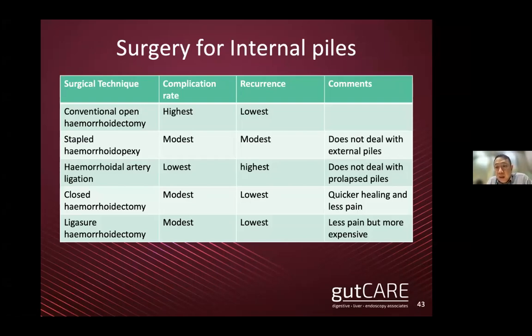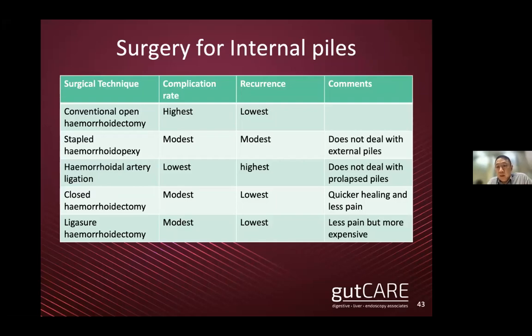Generally speaking, there's no ideal treatment, right? The conventional hemorrhoidectomy has the highest complication rate, most painful, and has the lowest recurrence. Whereas the hemorrhoidal artery ligation has the lowest complication rate, least painful, but highest recurrence rate. And then the stapler is modest, so it's modest complication rate and modest recurrence rate.